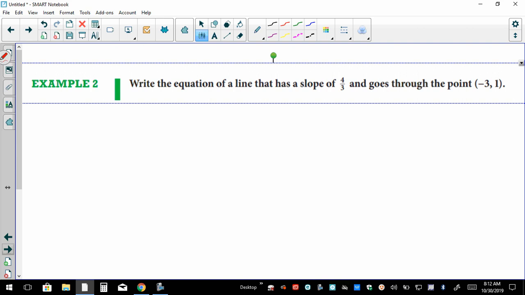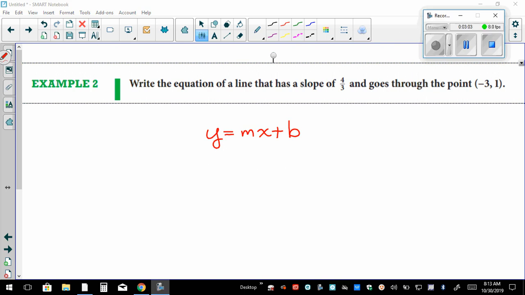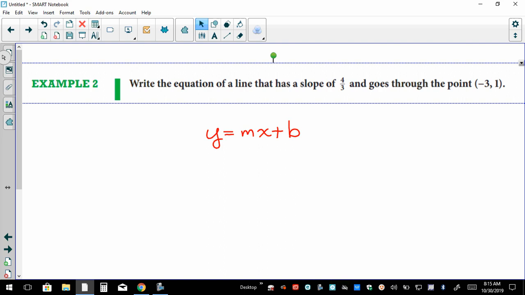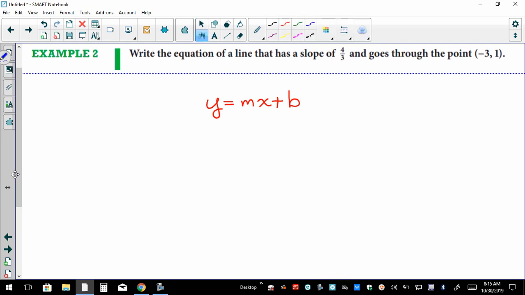See if you can take a few minutes, figure out how to do it. Go. Talk to people around you. What are you thinking? Start with this form right here. The slope is 4/3. What's the line? Like this. What do we know? Let's just put in what we know. This is 4/3, right? Everybody write that equation down underneath your original equation, or under your y equals mx plus b.